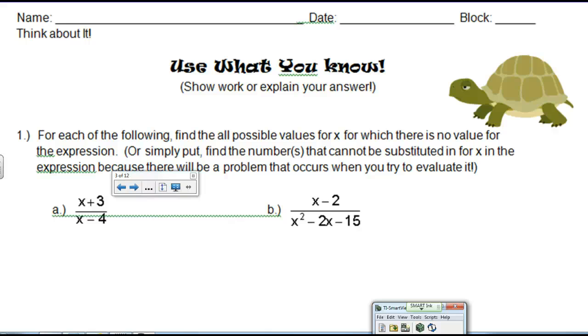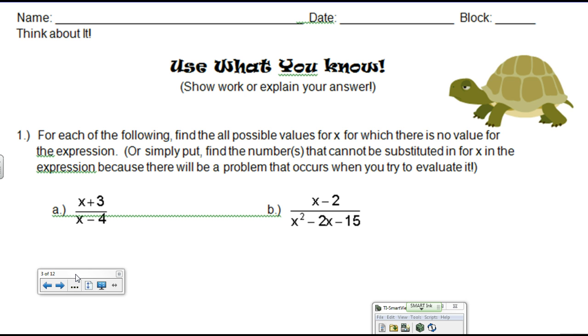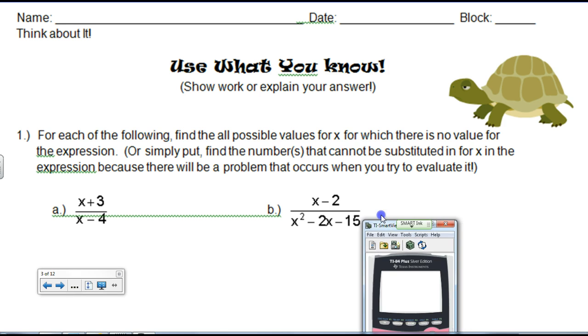Hi, today we're going to be talking about undefined and simplifying rational expressions. For problem number 1 on the use what you know, for each of the following, find all possible values for x for which there is no value for the expression. Basically, that means if you substitute a number for x, which number for x for problem A would cause a problem where you could not figure out the value for the fraction.